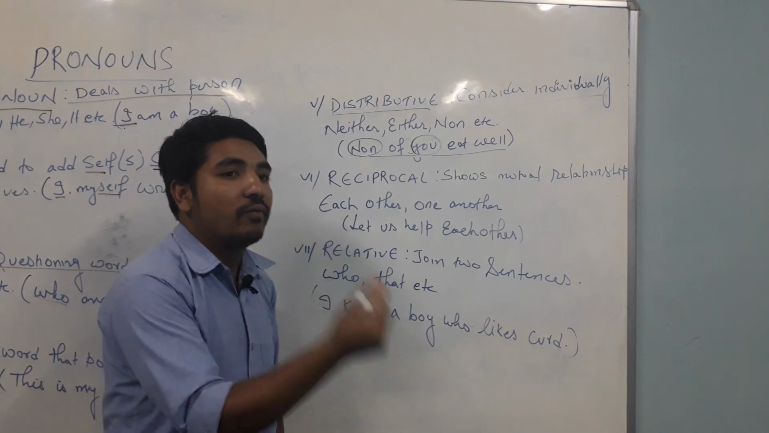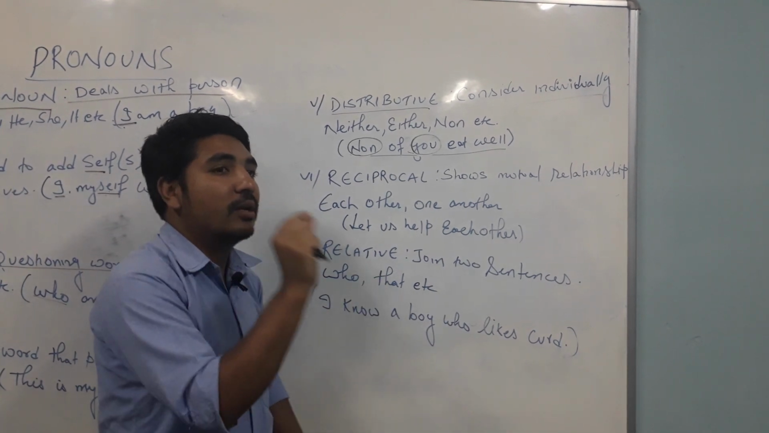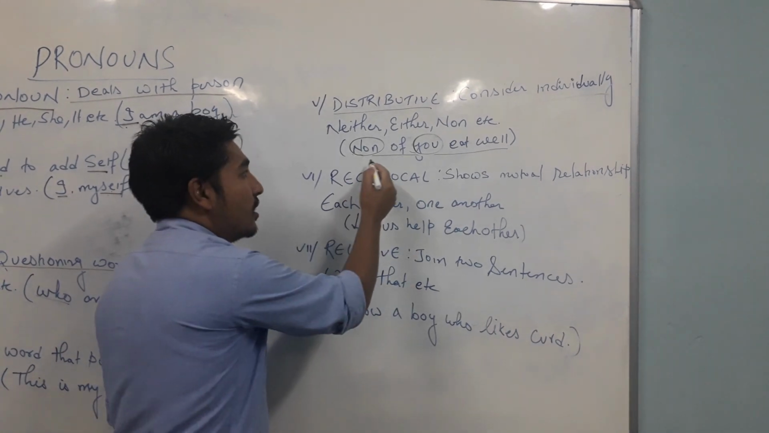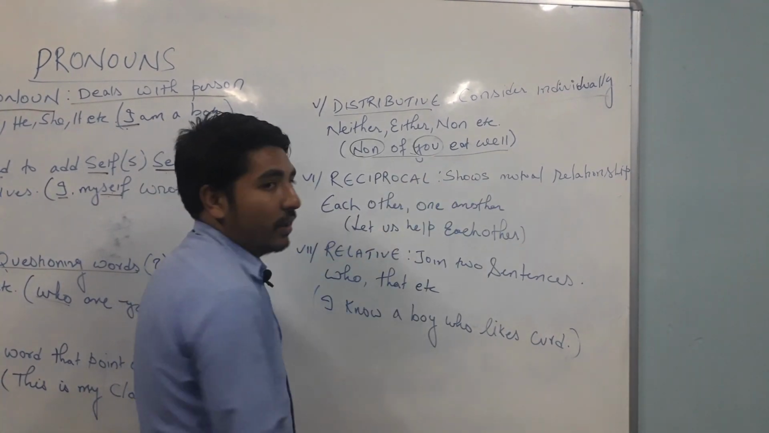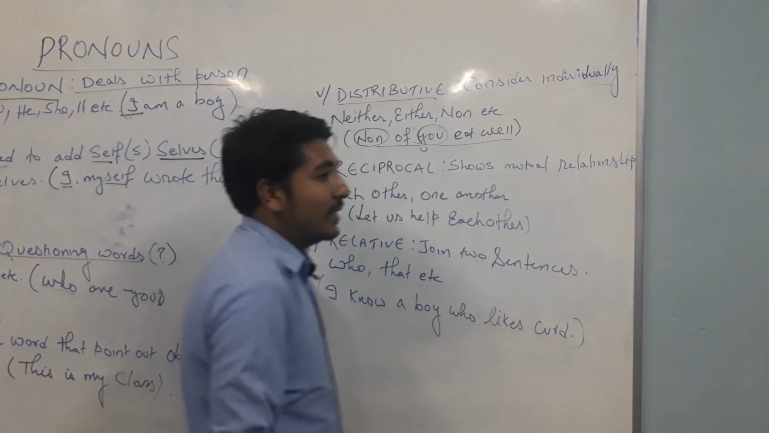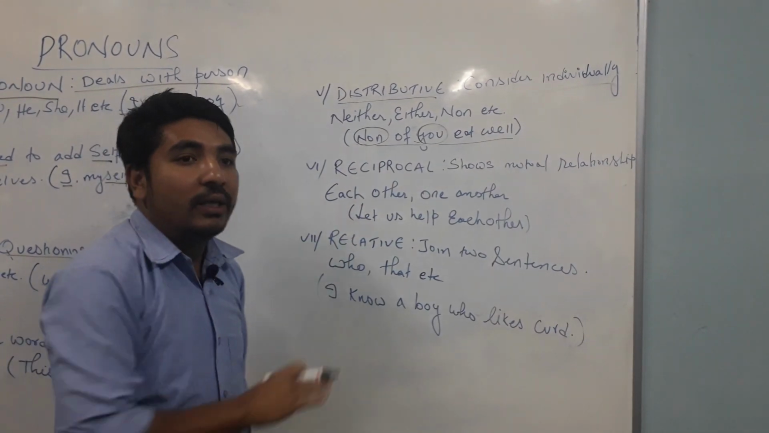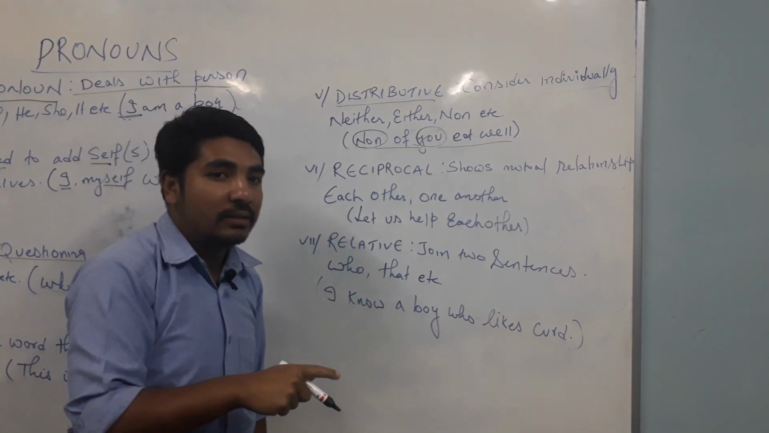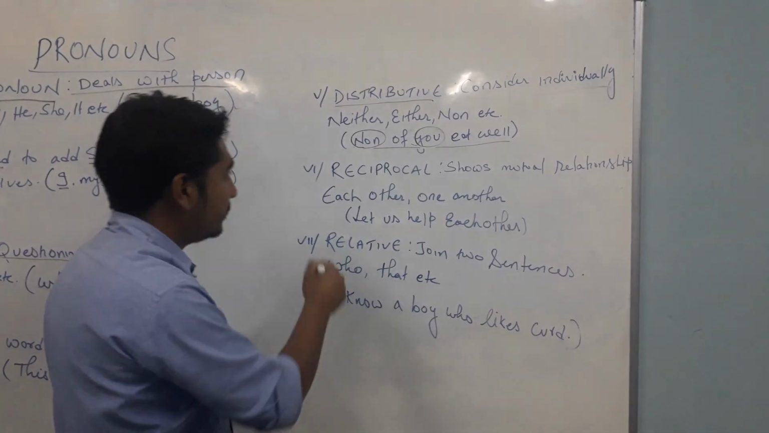None of you, not even one. Let me make it simple, not even one. So everyone, that means none of you eat well. So a distributive pronoun considers individually in a group, but you have to again make sure that it must replace the noun.